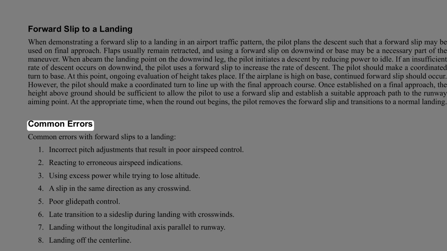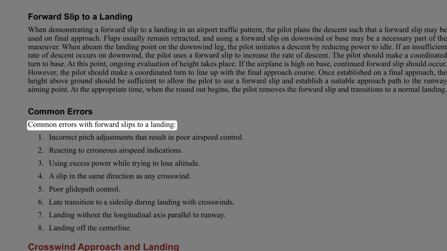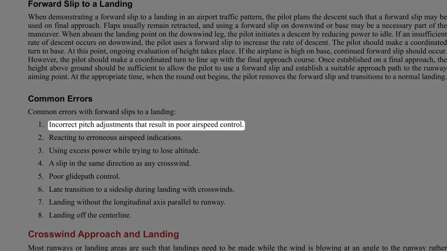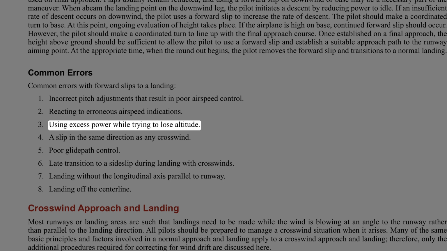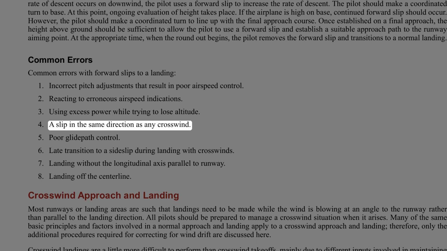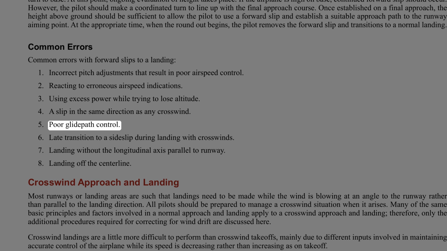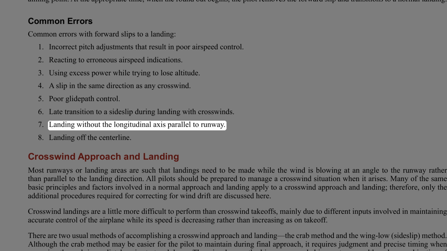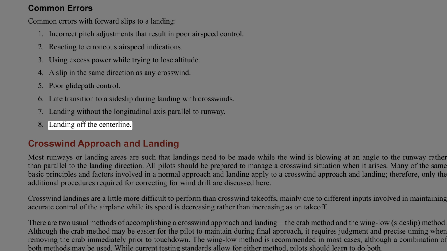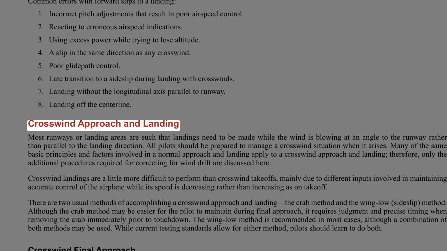Common errors. Common errors with forward slips to a landing: Incorrect pitch adjustments that result in poor airspeed control. Reacting to erroneous airspeed indications. Using excess power while trying to lose altitude. A slip in the same direction as any crosswind. Poor glide path control. Late transition to a side slip during landing with crosswinds. Landing without the longitudinal axis parallel to runway. Landing off the centerline.